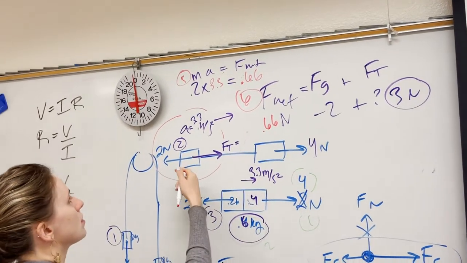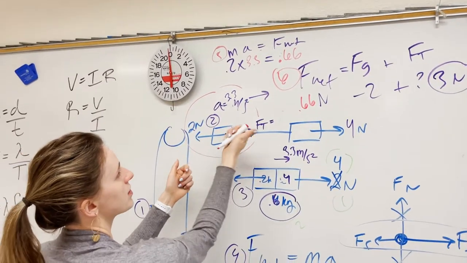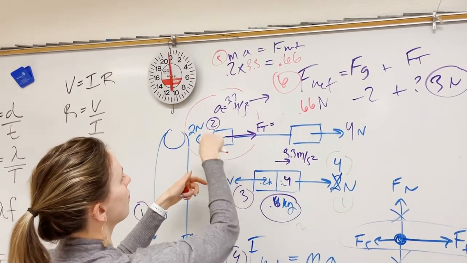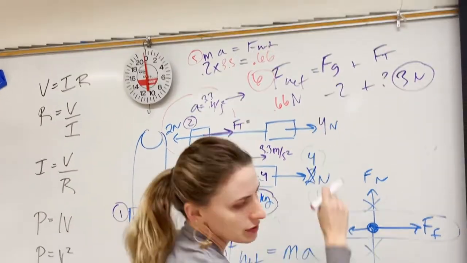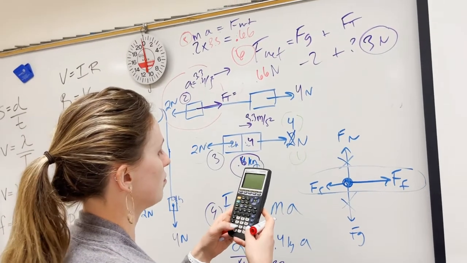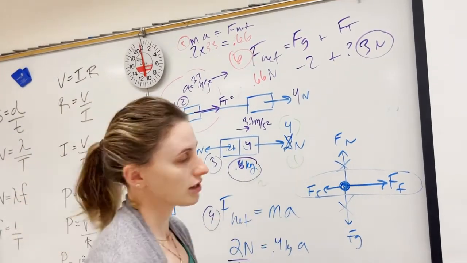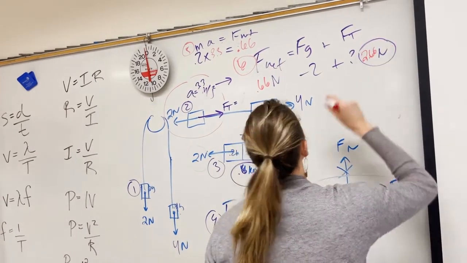So negative 2 plus what is 0.66? It's this one plus that one. The net force plus this one is going to give us this one right here. So this one is going to be 0.66 plus 2, and we get 2.66. So this is now 2.66 newtons.